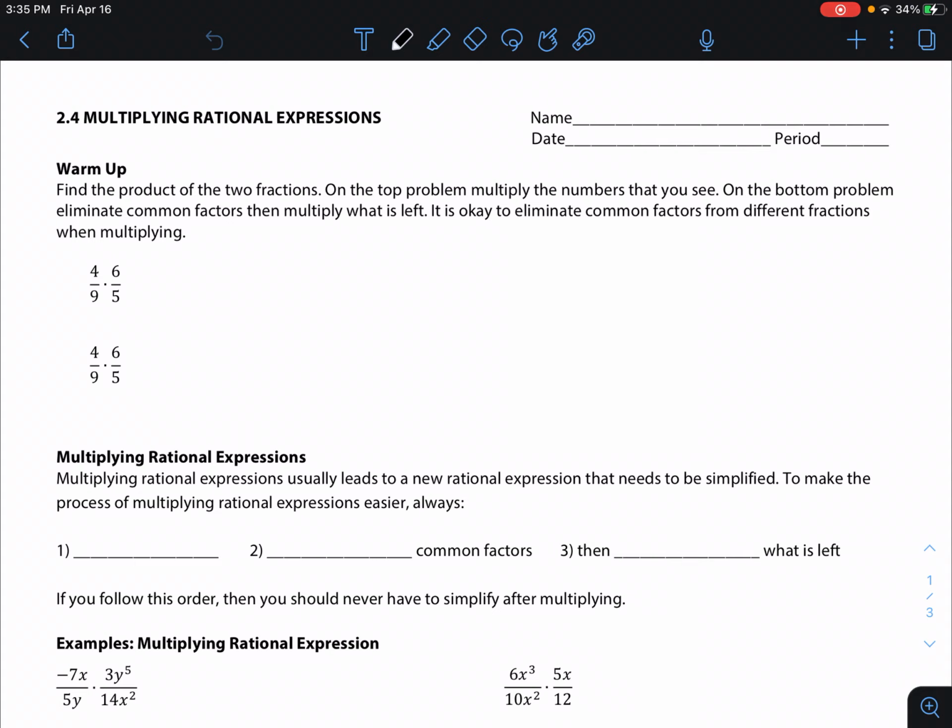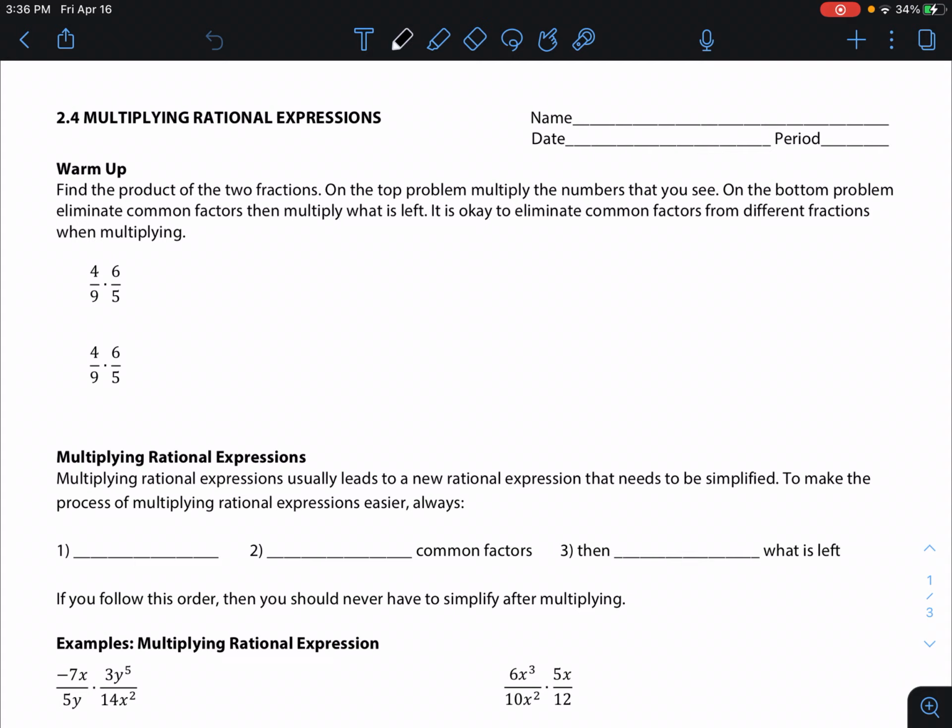And you'll see I've got it listed twice, and that's because on the top one, I want you to multiply the numbers that you see and then simplify. But on the bottom one, what it wants you to do is eliminate common factors first and then multiply what is left. Okay, and there's a little note there. It says it is okay to eliminate common factors from different fractions when multiplying.